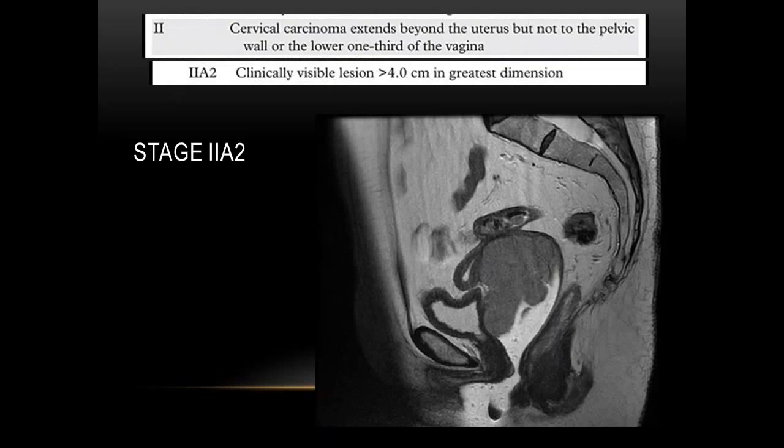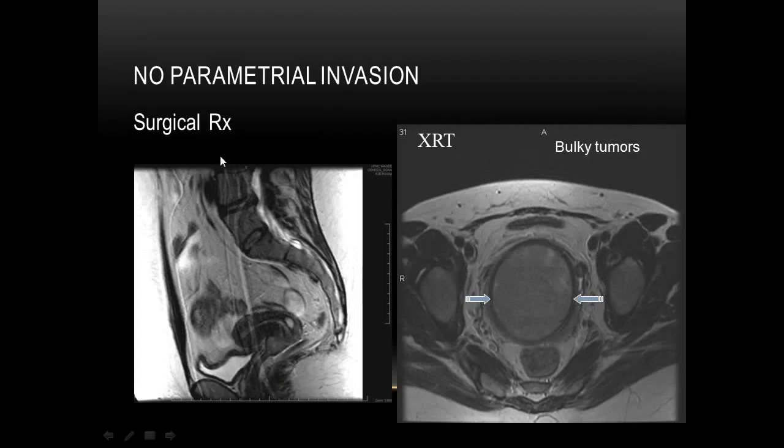So this is an example of a stage 2A2. So it's greater than 4 centimeters. It's kind of at the cusp because you can see the base of the bladder is here, if it possibly goes to the lower third. But stage 2A2 would not go beyond the lower third of the vagina. So again, if there is no parametrial involvement like this patient, she would optimally be served by surgery. If it's huge, bulky disease, even though there is no parametrial invasion on this one, it is too large and the patient would be served best by radiation and chemotherapy.